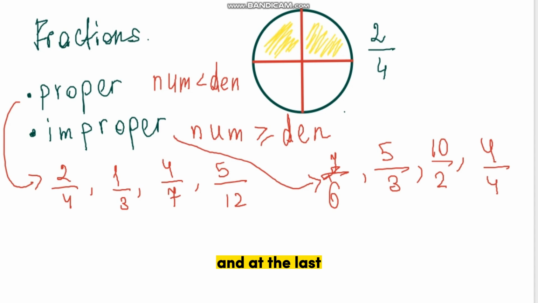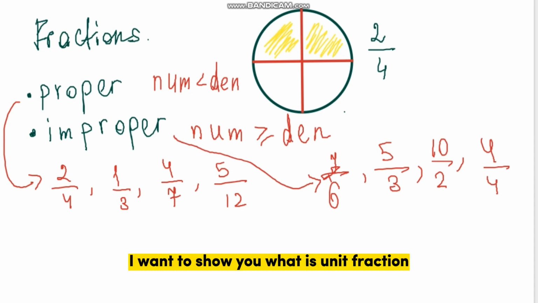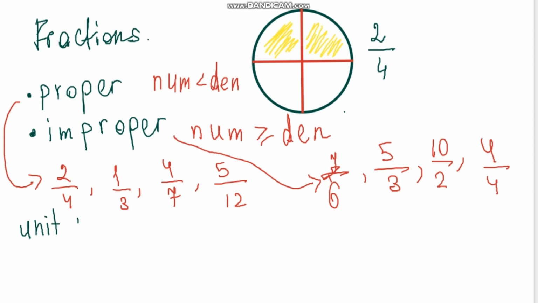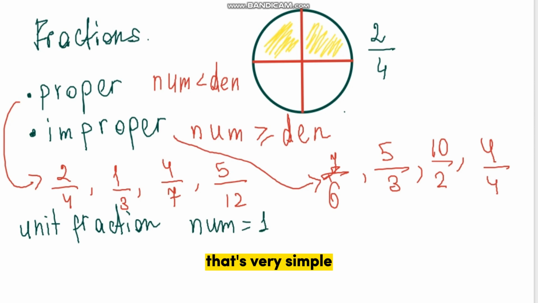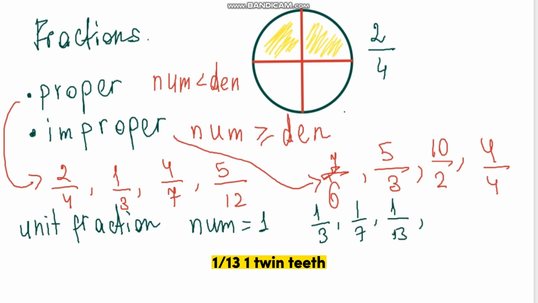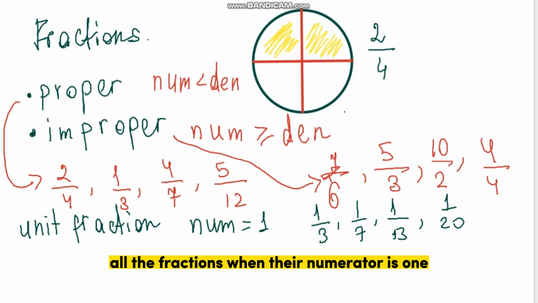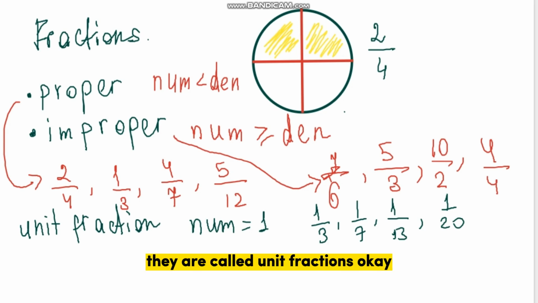And at the last, I want to show you what is a unit fraction. A unit fraction is when your numerator equals 1. That's very simple, very easy. 1/3, 1/7, 1/13, 1/20. All the fractions whose numerator is 1 are called unit fractions.